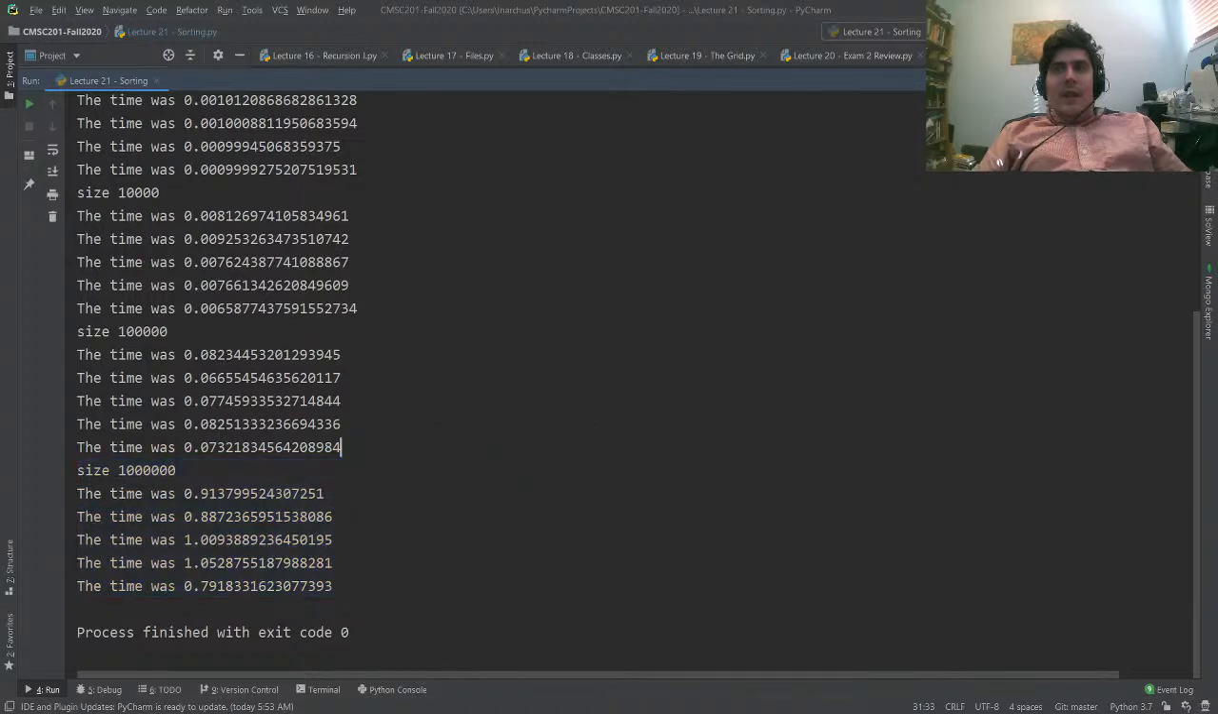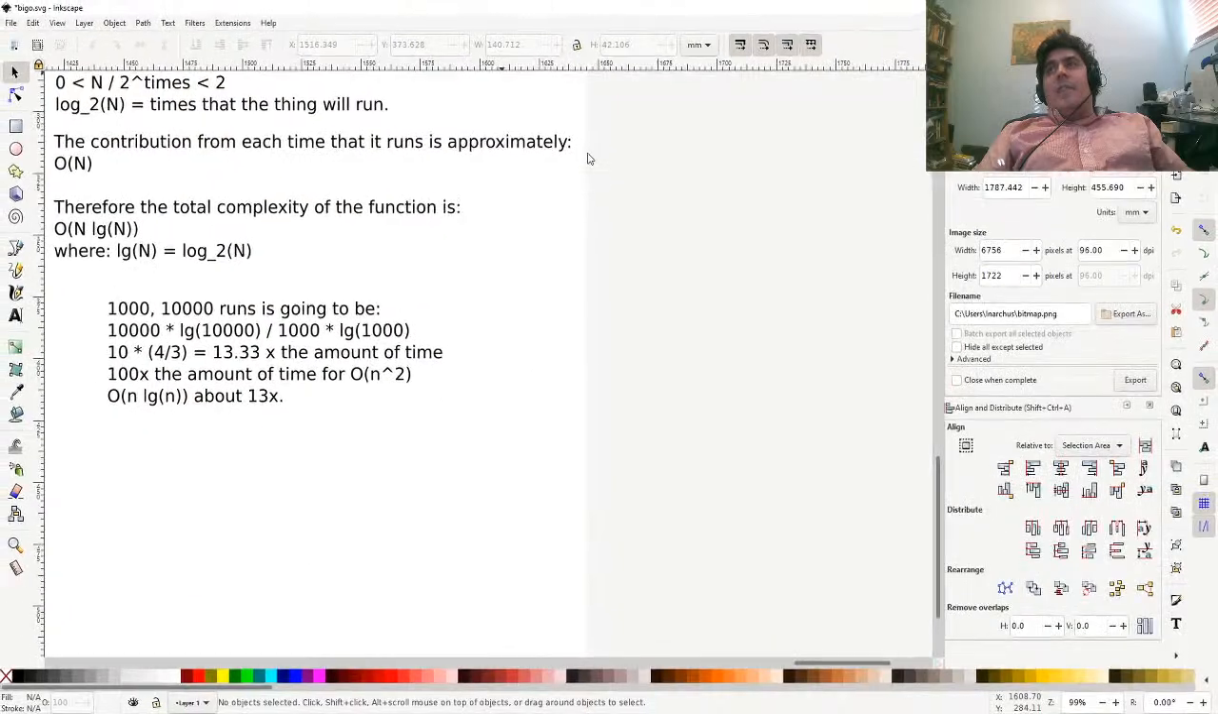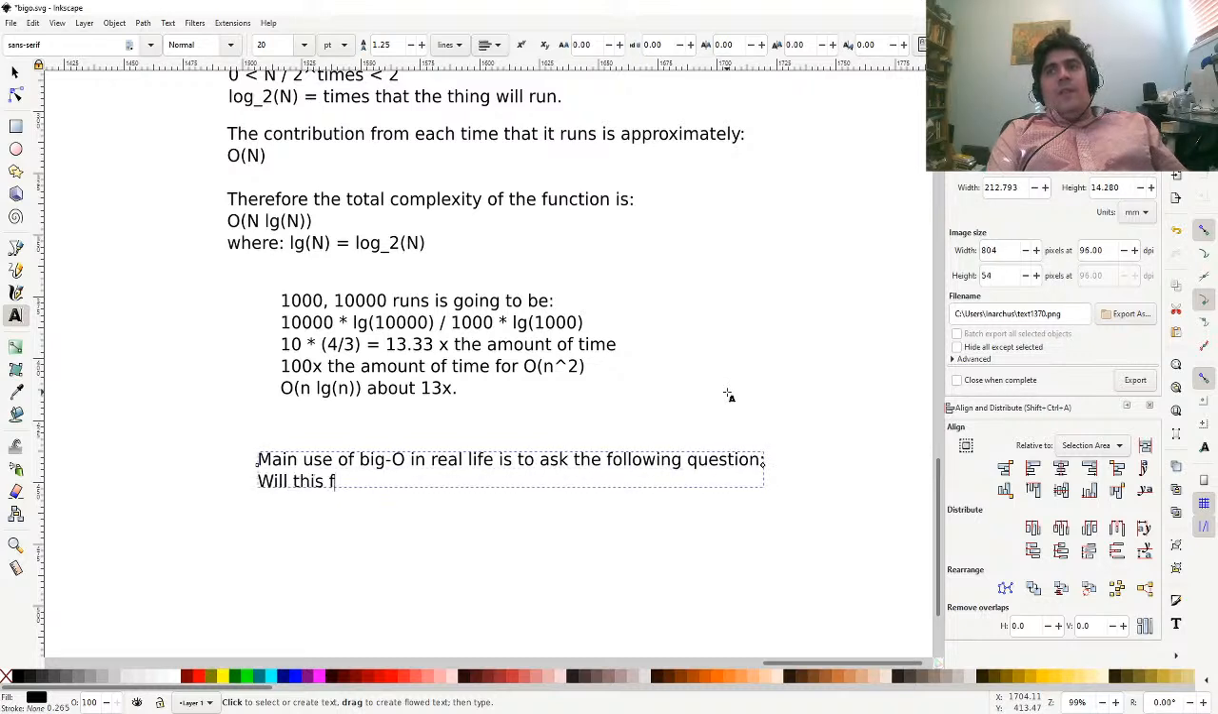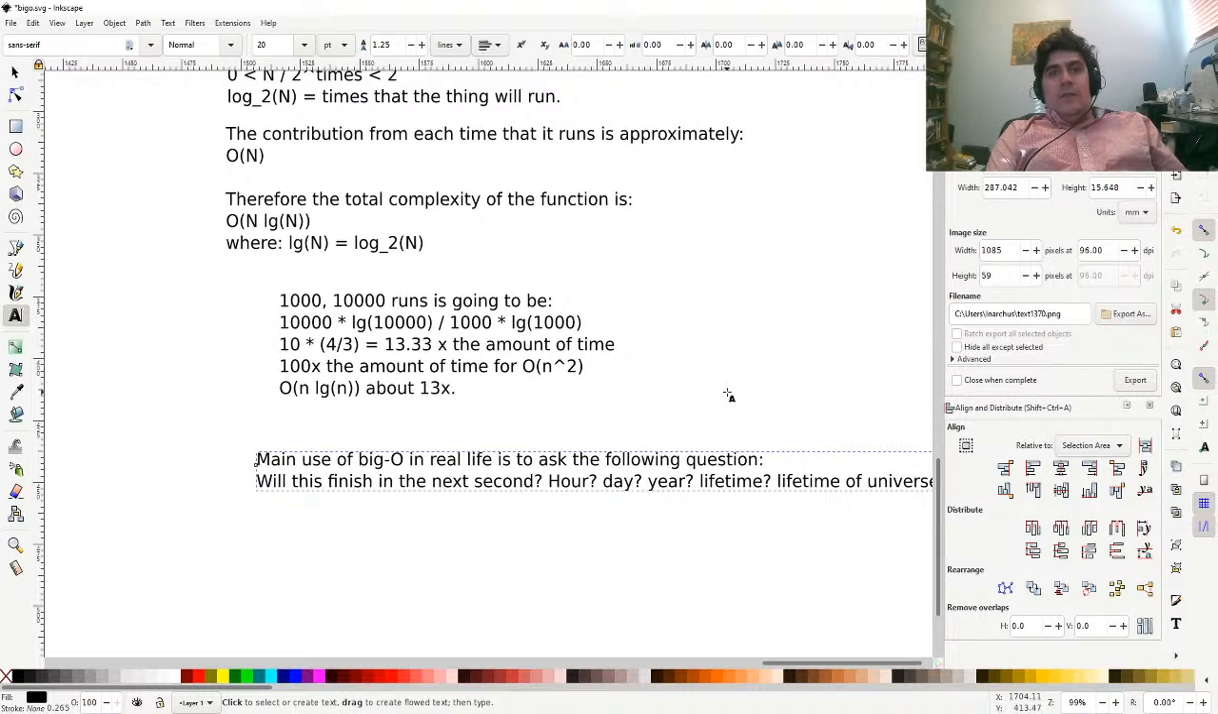So that is an example of how Big O can be used to estimate. It doesn't give you exactly, but it gives you a ballpark estimation for how long an algorithm will take. The important thing about Big O is not whether it is going to give me an exact answer, will it finish in exactly 13.2 seconds? The main use of Big O in real life is to ask the following question: will this finish in the next second, hour, day, year, lifetime, or lifetime of the universe?